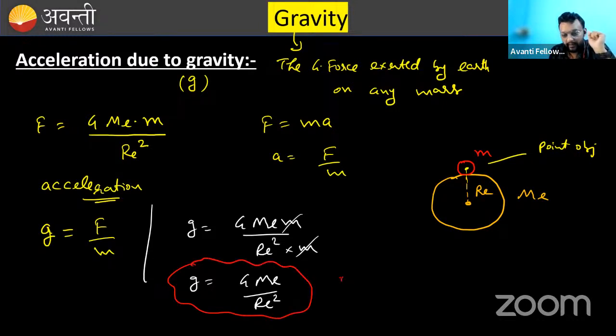And you should remember, because this relation is used many times, you should always remember: g is equal to G Me over Re square. Clear now? Moving further. Now, what we have assumed here is that the small body is placed at the surface of the Earth. There might be a situation when it is not at the surface, but at a certain height. So in that case, what will happen?